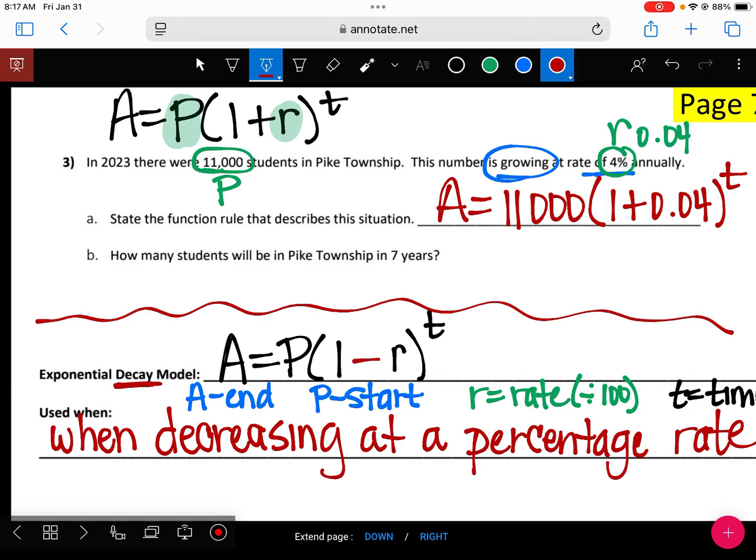Now t is years. And question B says, how many students will be in Pike Township in 7 years? So what you're going to do with your calculators is substitute a 7 for t. So pick up your calculators. The answer to part B is 11,000 times 1 plus 0.04 to the power of 7. So go ahead and type that in your calculator and see what you get. Now, because we're talking about people, we have to round it to the nearest whole number.